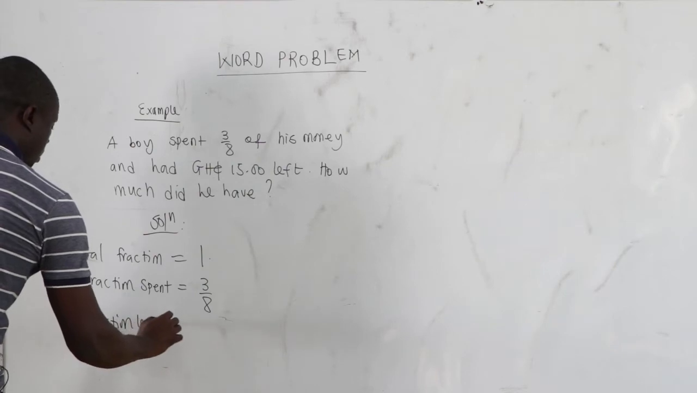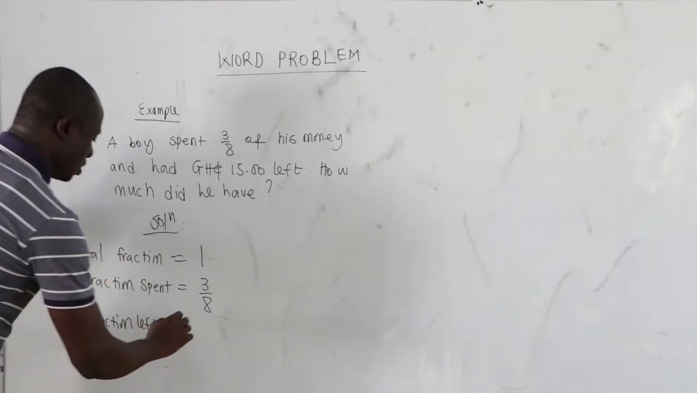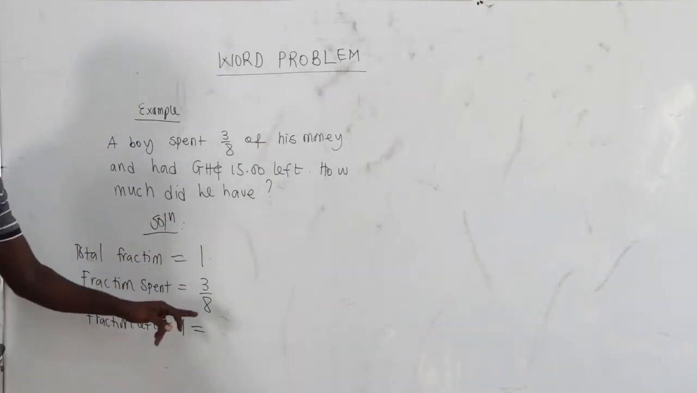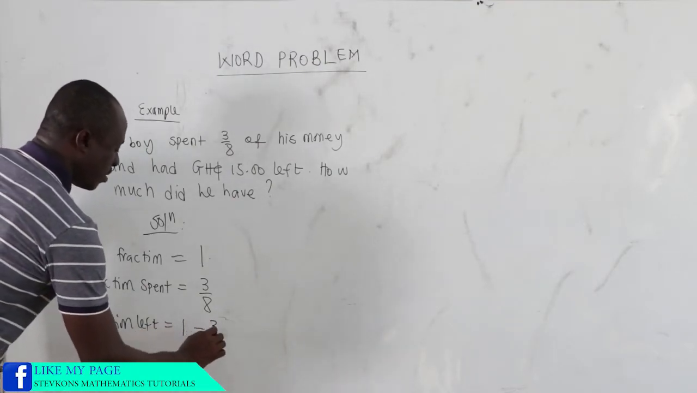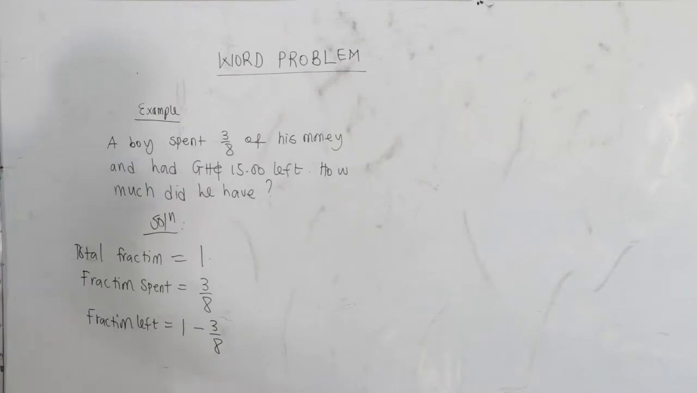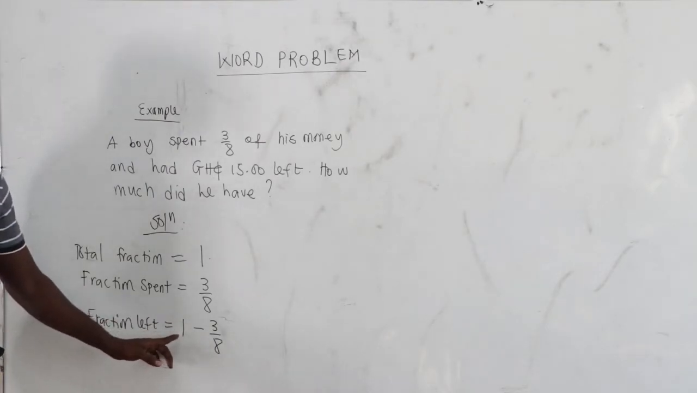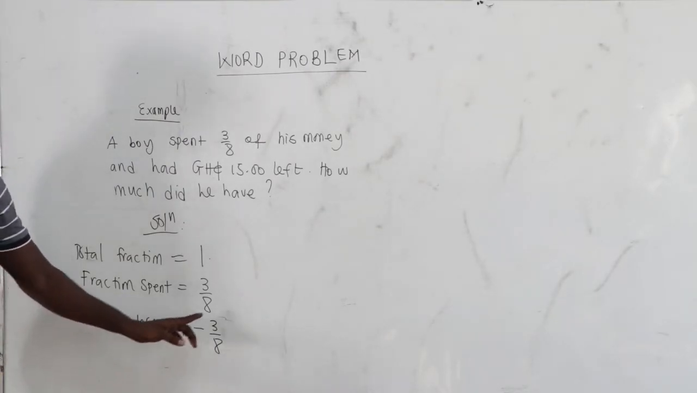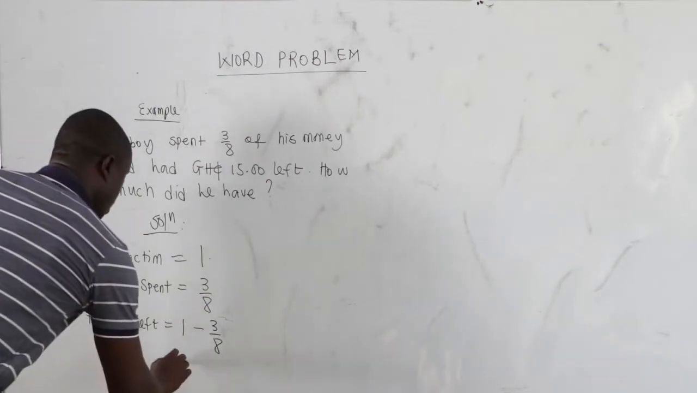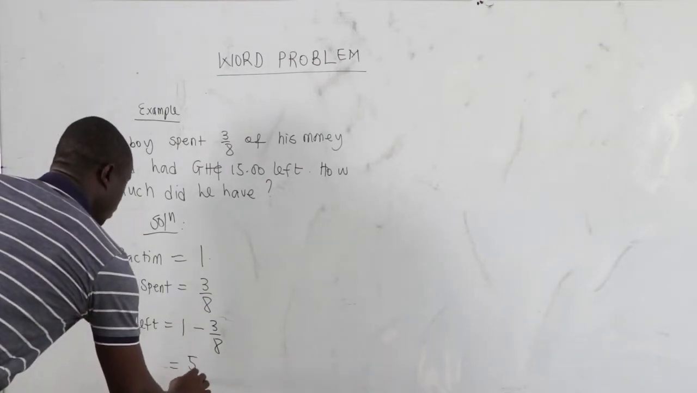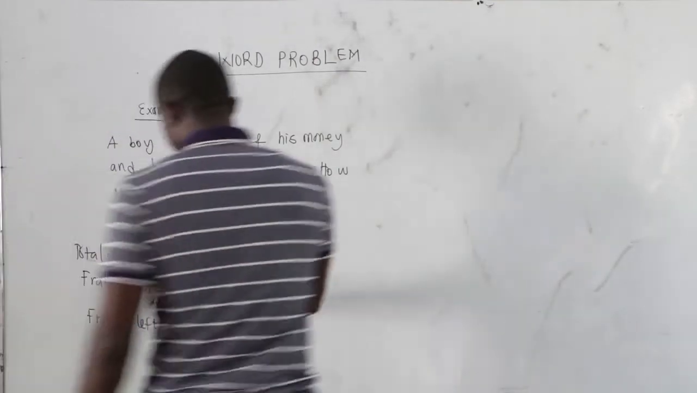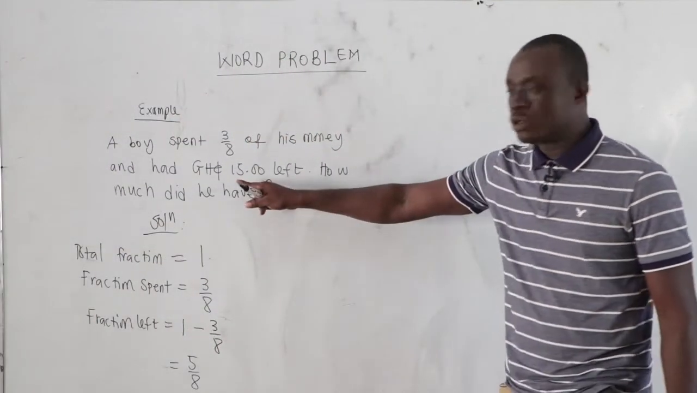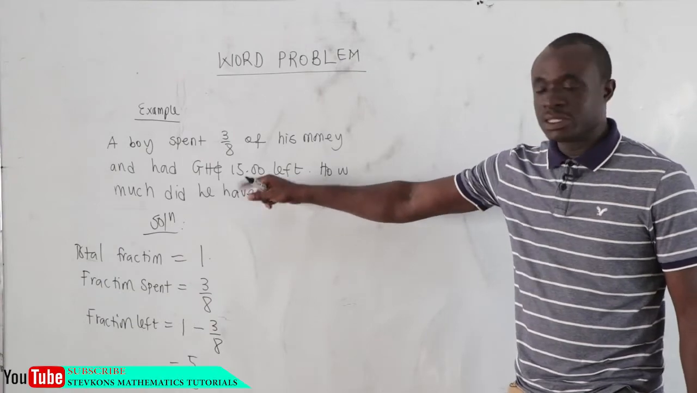Fraction left. Now, the total fraction is 1, and then we have spent 3/8. So that will be 1 minus 3/8. Now, we can change the 1 to be 8/8. 8 minus 3, that's 5. So we are going to get 5/8. Now, we have to note that the fraction left would correspond to the amount left.